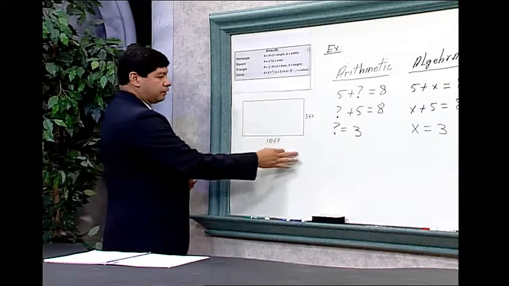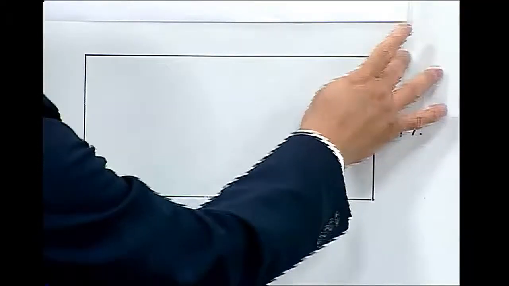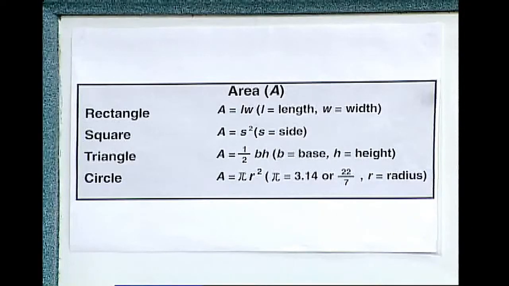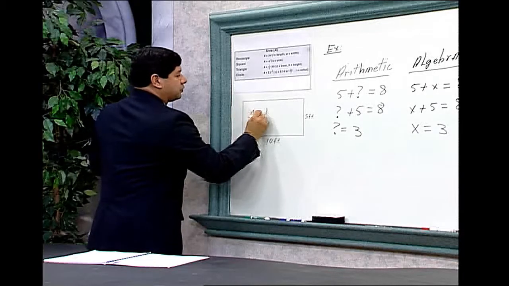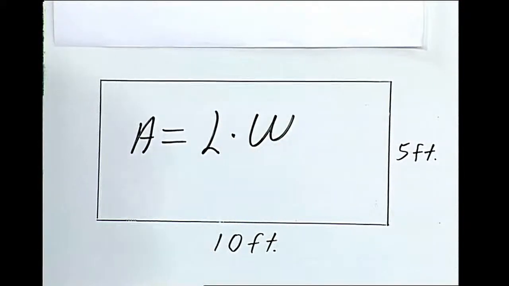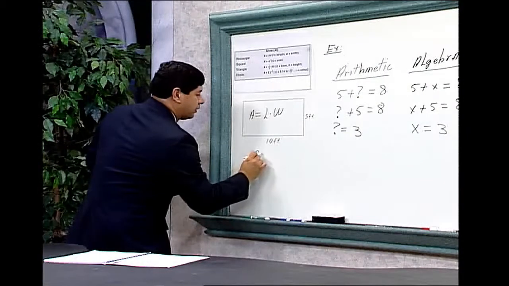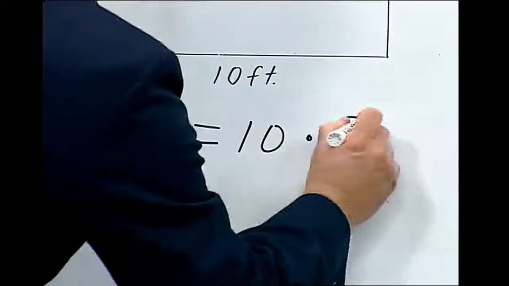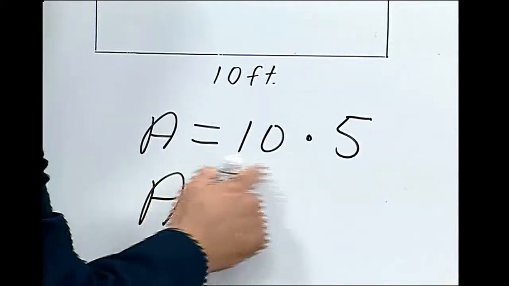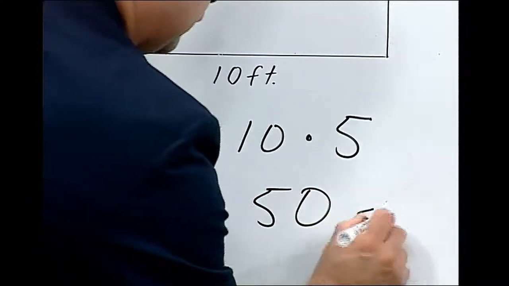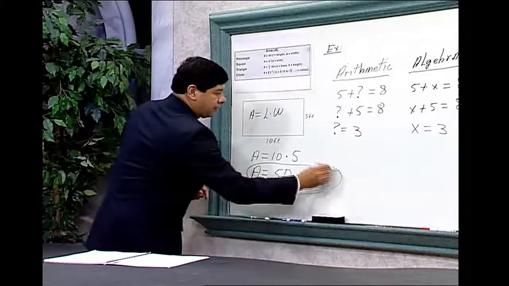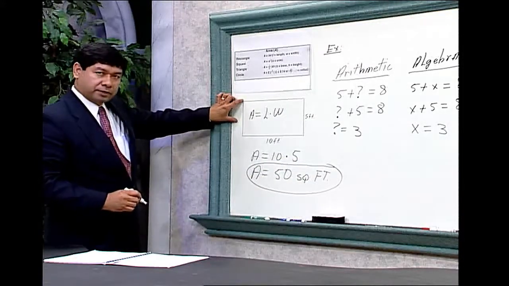We have a rectangle. We're saying the length of our rectangle is 10 feet and the width is 5 feet. So we want to find the area of this rectangle. Well, using our algebraic formulas that we know, area of a rectangle, let's write it down. Area is equal to length times width. Okay, so let's just plug in what we know. The area is equal to length is 10 feet times our width is 5 feet, and let us now just solve. Area is equal to 10 times 5 would be 50 square feet. So this represents the area of this rectangle.